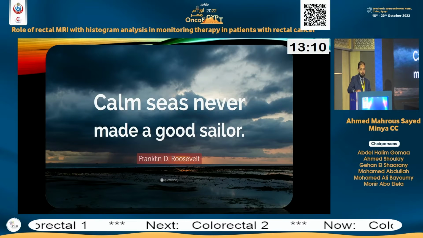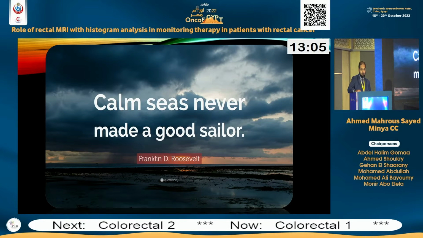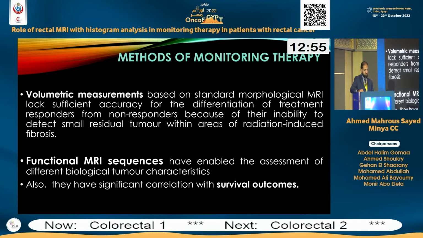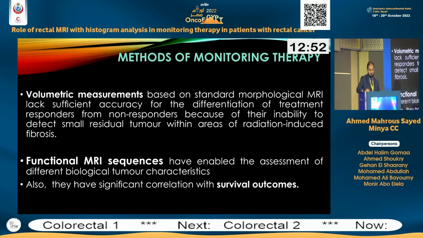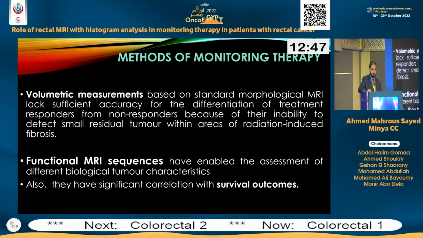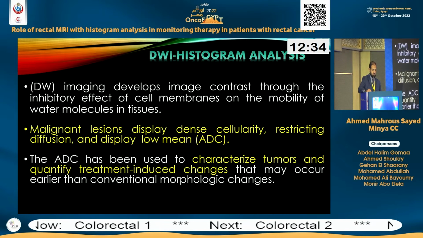However, we can find some situations in which basic morphologic or functional imaging cannot solve our problems. The volumetric measurements, which are the conventional measurements based on standard morphological MRI, lack sufficient accuracy for differentiation of treatment responders from non-responders because of their inability to detect small residual tumor within areas of radiation-induced fibrosis. Hence comes the role of functional MRI sequences, which enable us to assess different biological tumor characteristics. Also, they have a significant correlation with survival outcomes.